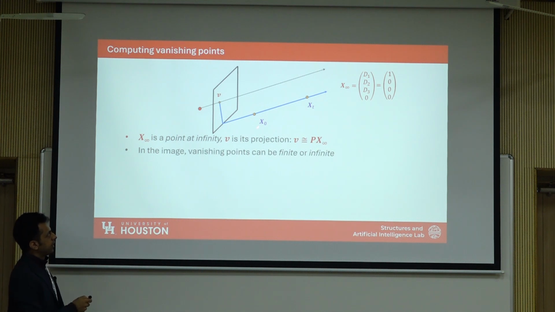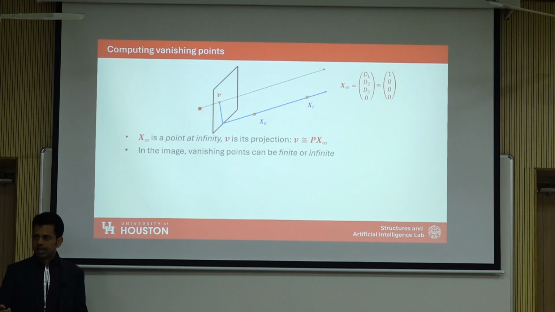X0 is just some point along the x-axis in the real world coordinate system, and xt is a point again along that x-axis, and x infinity is just farther away along the same direction, at infinity.